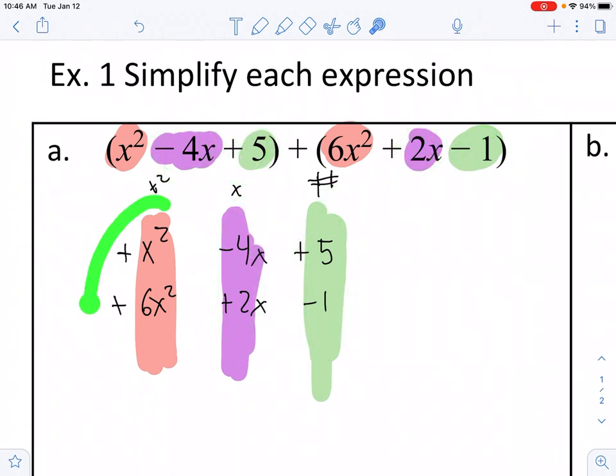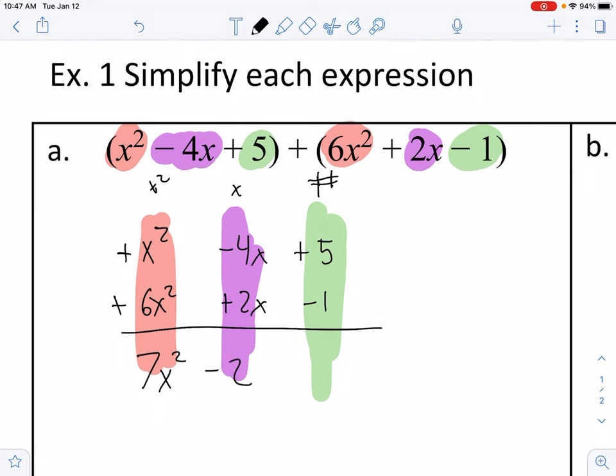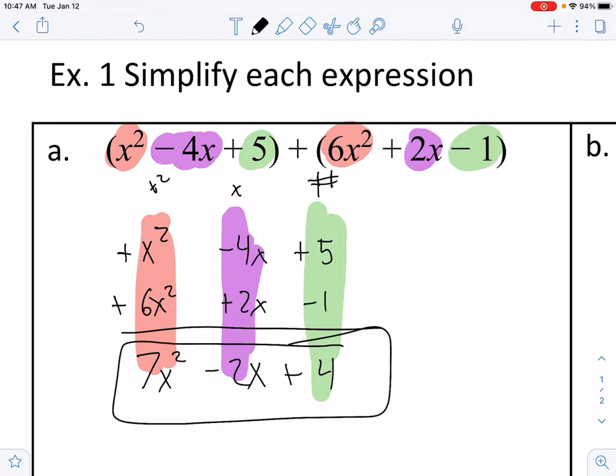Now all I have to do is combine each group. 1 plus 6 is 7, so there are a total of 7x squared. A negative 4 plus 2, signs are different, so we'll subtract and keep the sign of the larger number. So 4 minus 2 is 2. Our larger number was negative, so there are negative 2x. And then 5 minus 1 is 4. And now we have simplified that expression.